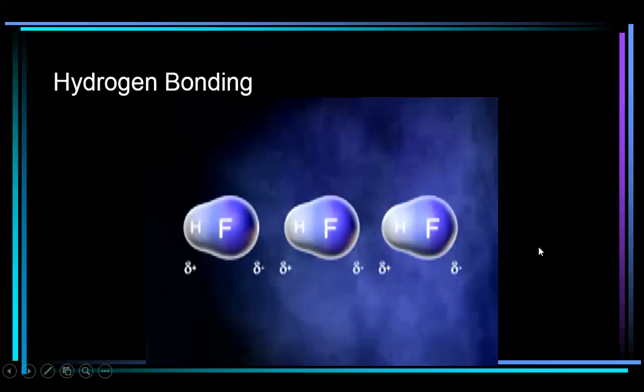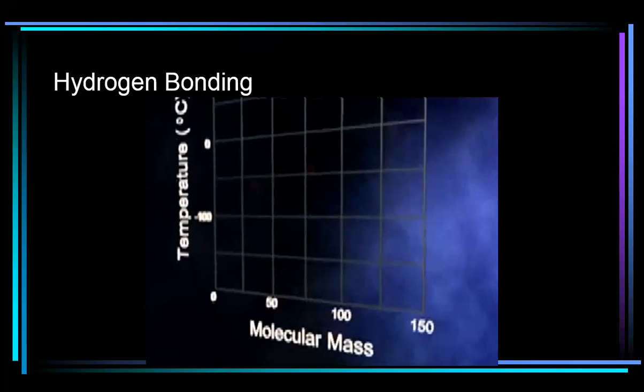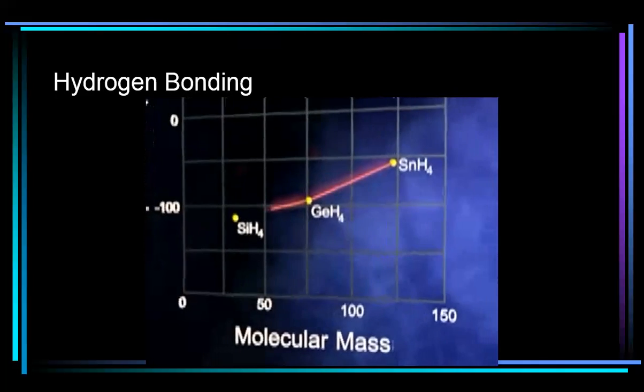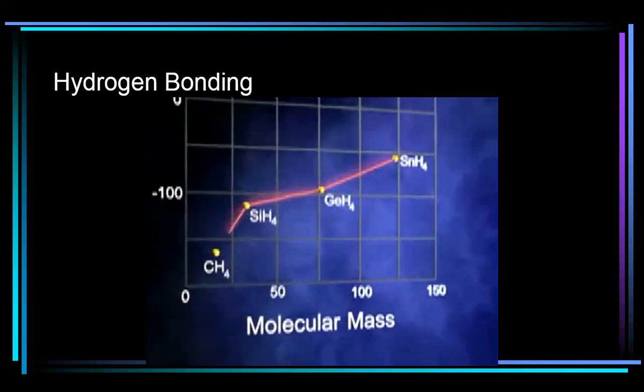Although hydrogen bonding is a type of dipole-dipole interaction, some hydrogen bonds more closely resemble ion dipole attractions in magnitude. In a series of similar compounds, such as these group 4A hydrides, boiling point typically decreases with decreasing molecular mass. This reflects the smaller London dispersion forces that exist between smaller molecules.